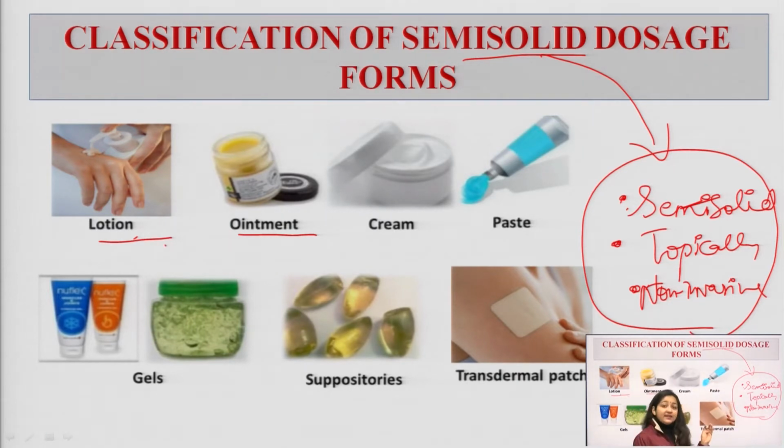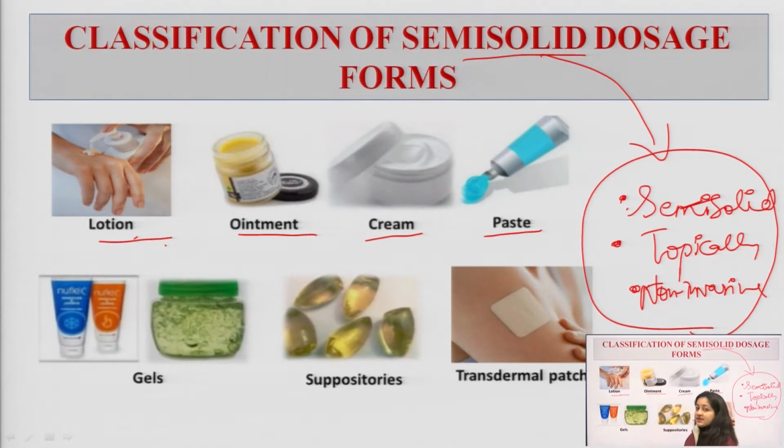Then another classification includes creams. When we study creams in a detailed manner, we will also understand that creams have a higher consistency as compared to ointments. Another classification includes pastes. So, these are some of the types of semi-solid dosage form.